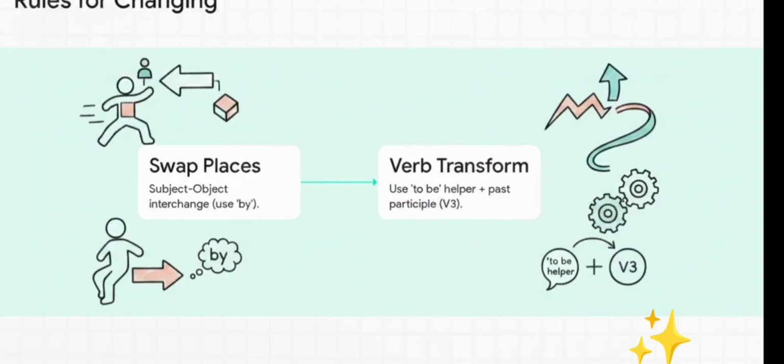Second is the verb transformation. The main action verb always transforms into a combination of a to-be helper verb plus the past participle. We're going to call that past participle V3 today. If you can just remember those two steps, you can literally solve almost any sentence.